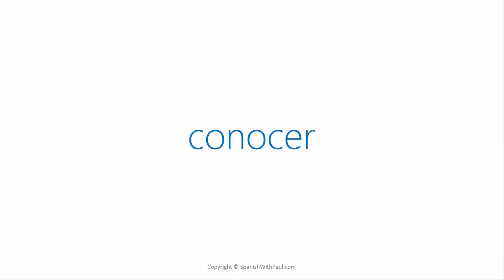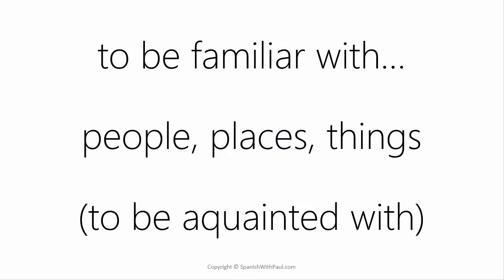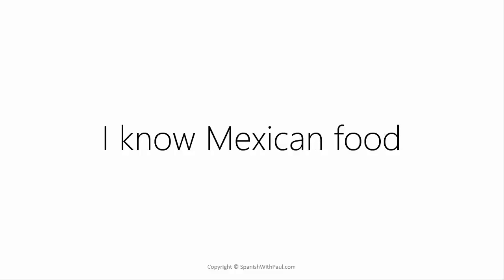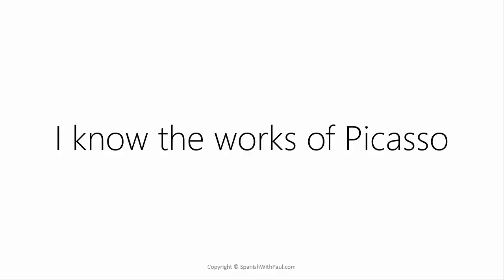Now, if we contrast that with conocer, conocer is really about to be familiar with or to be acquainted with people, places, and things. So, for example, you could have a sentence in English that went, I know Pablo. But what's that? That is implying that I'm acquainted with Pablo. We could substitute "I know" for "I'm acquainted with." Equally, this one, I know that restaurant, meaning I'm familiar with that restaurant, I'm acquainted with it. Or I know Mexican food, you could say I'm acquainted or very familiar with Mexican food. This one as well, I know the works of Picasso.